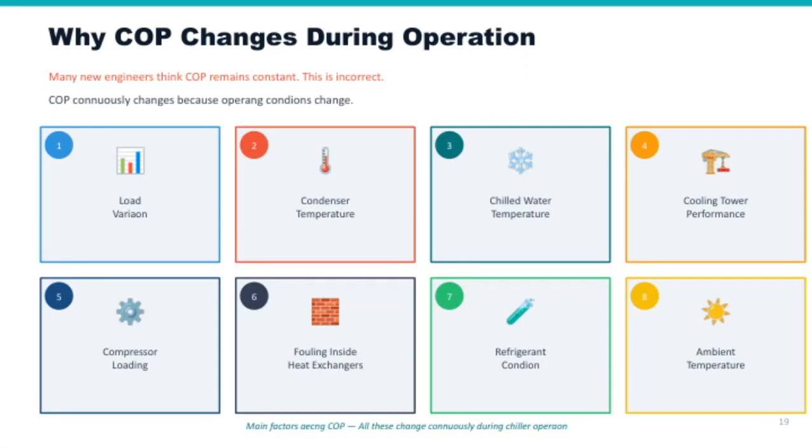Let's talk about what really affects the COP, the coefficient of performance, during chiller operation. It's not fixed. It changes all the time. Factors like ambient temperature, refrigerant condition, and fouling inside heat exchangers all play a role. Then there's compressor loading, cooling tower performance, chilled water temperature, condenser temperature, and load variation. Many new engineers assume COP stays constant, but that's not true. Understanding these shifting factors helps us optimize performance and avoid surprises.